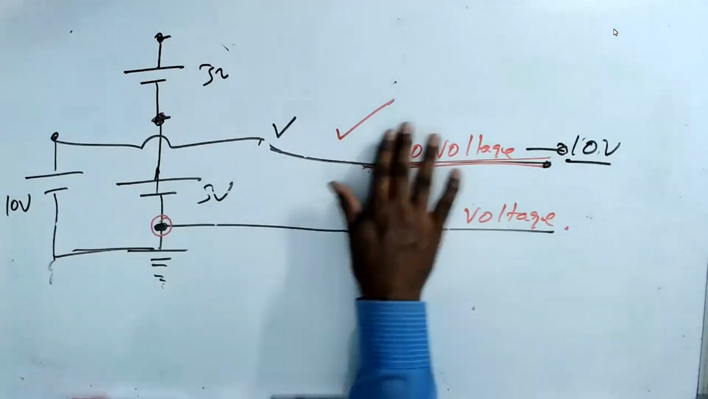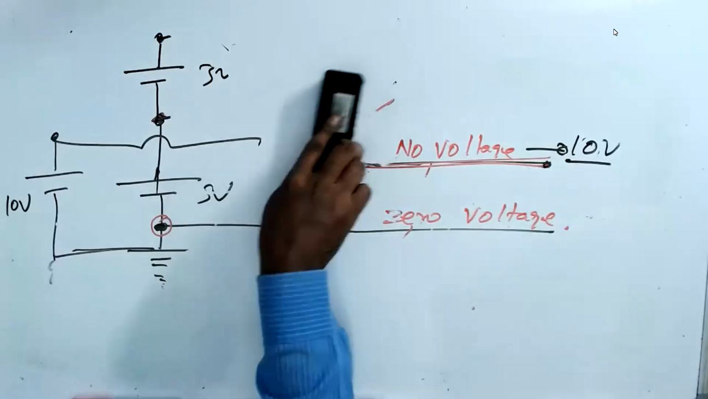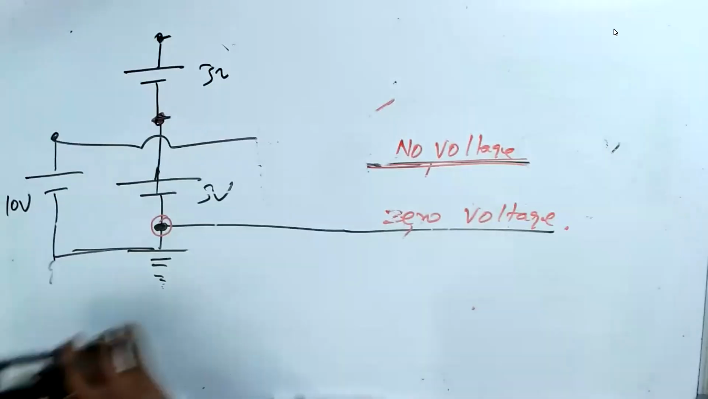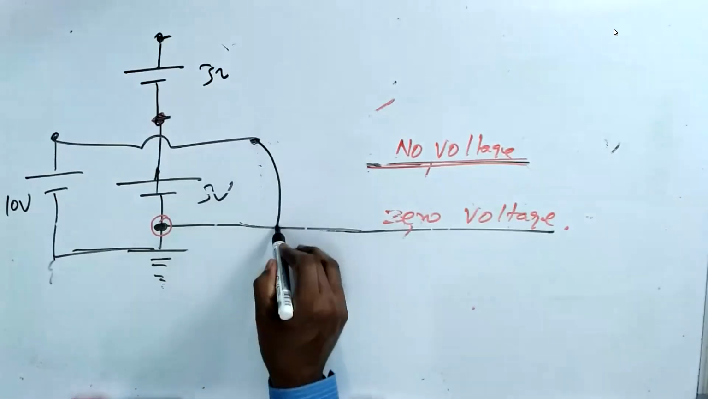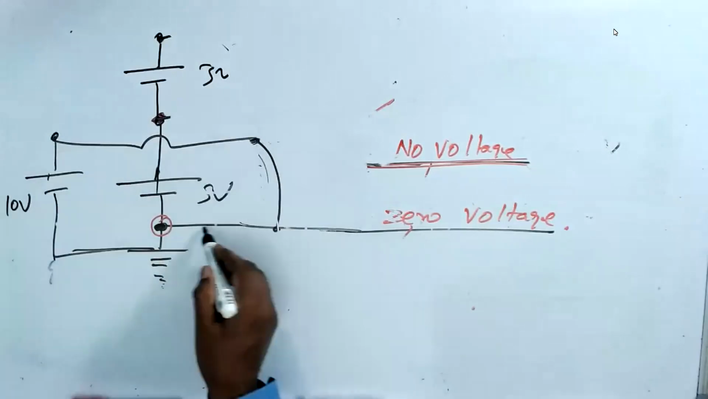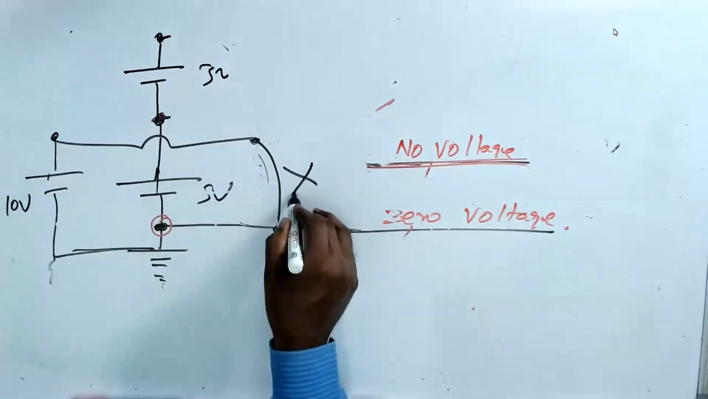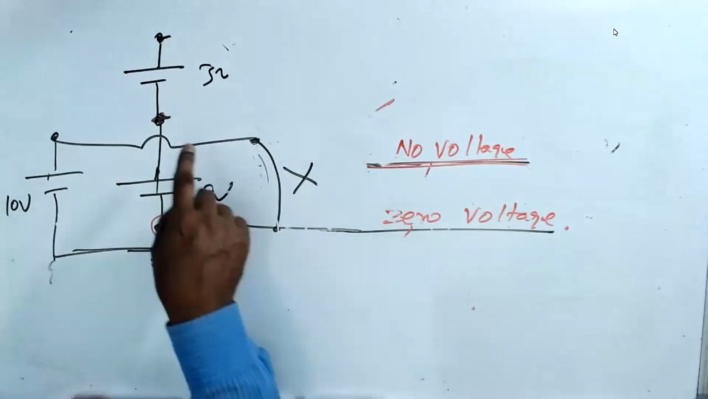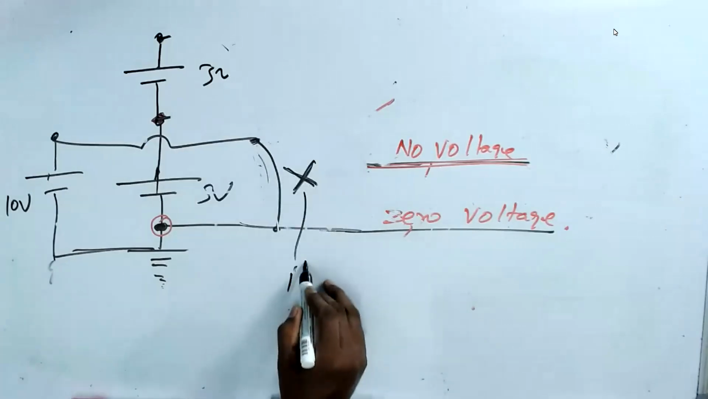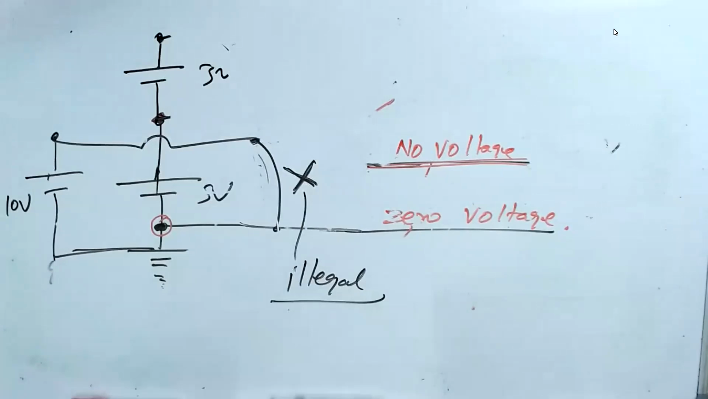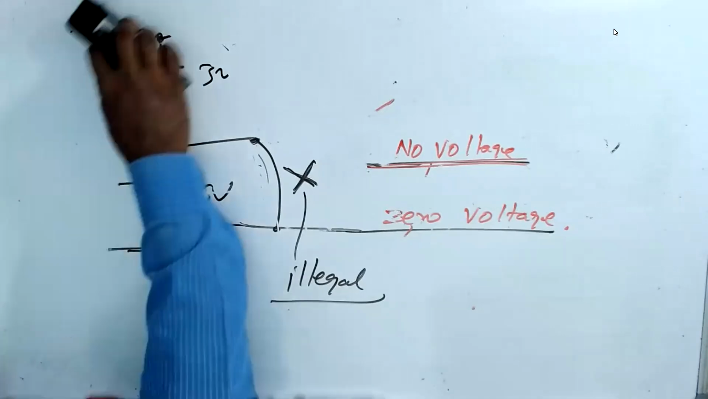But this is illegal. This is illegal. I connect this one to this one, then you are shorting. This is illegal. Please understand, you can never connect any voltage to 0 voltage. That is wrong. But no voltage can be connected to any voltage. So that is the reason no voltage plays a very vital role in our system design.